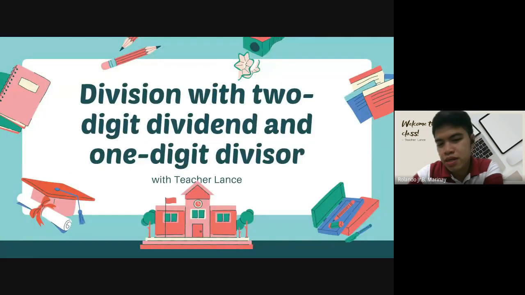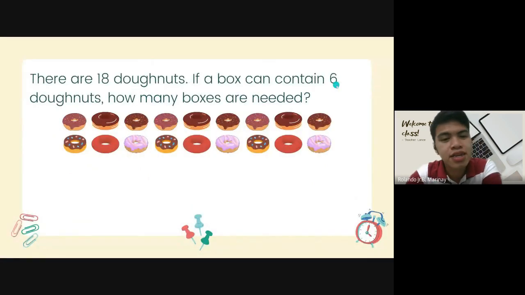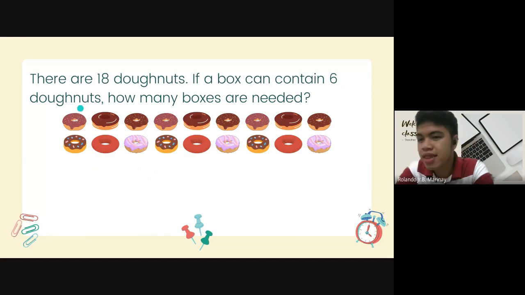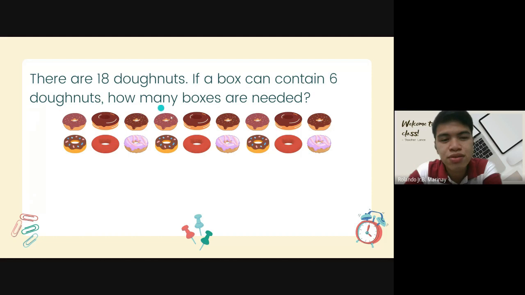The next topic is division with 2-digit dividend and 1-digit divisor. So what is dividend and what is divisor? Let's see first. So here there are 18 donuts. Can you check if the donuts is 18? Let's check. 1, 2, 3, 4, 5, 6, 7, 8, 9, 10, 11, 12, 13, 14, 15, 16, 17, 18.